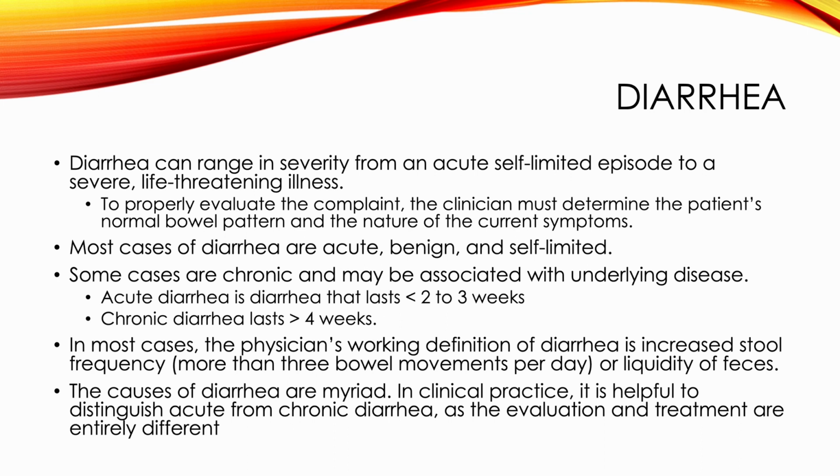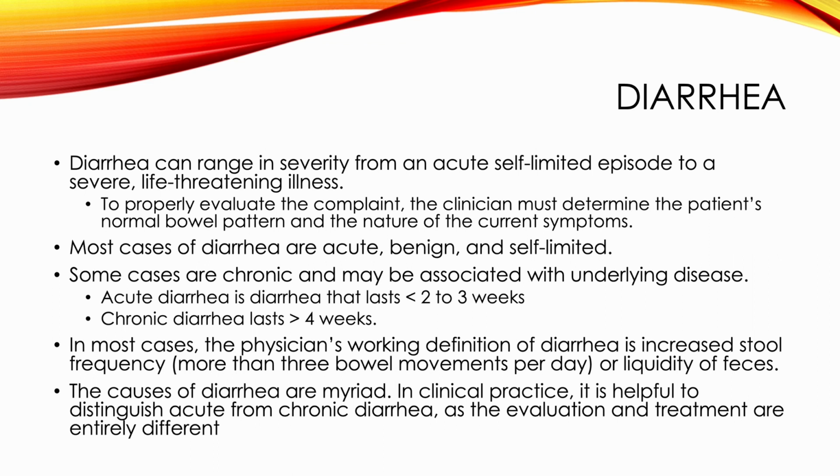And so you can't really diagnose someone with diarrhea without knowing what their normal bowel pattern is and how it has changed with what they're presenting with, right? So most cases of diarrhea are acute, benign, and self-limited. And coming from the ER world, I can tell you this is completely accurate. In the ER, we see so many people coming in with acute diarrheal illnesses, and a vast majority don't require much of a workup and are treated pretty empirically, symptomatically. Some cases that are chronic might be associated with underlying disease like IBD, lactose intolerance, celiac disease, and some of the other things that we'll talk about.